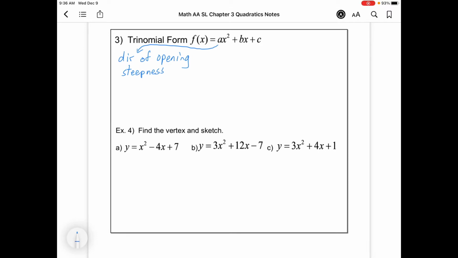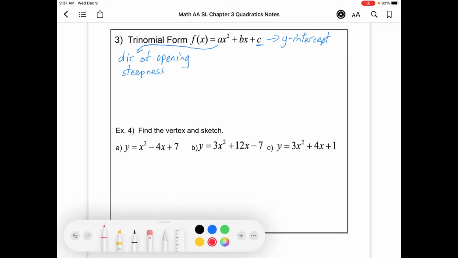The other thing that it tells us pretty easily is the y-intercept. If you imagine putting in 0 for x, all you'd be left with is this c value. So that c is the y-intercept. This is not all very helpful because what we really want to know is where's the vertex, or something to locate the vertex around. And here's the trick for these.